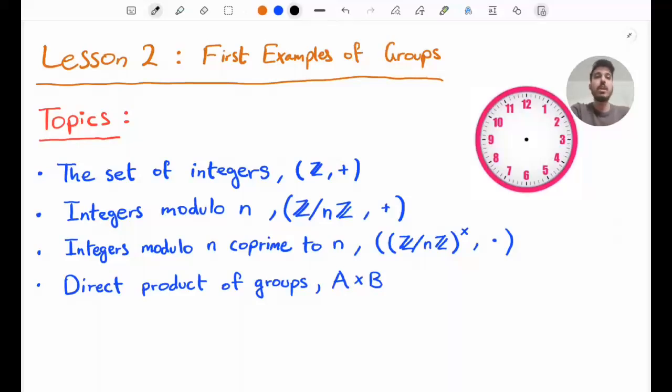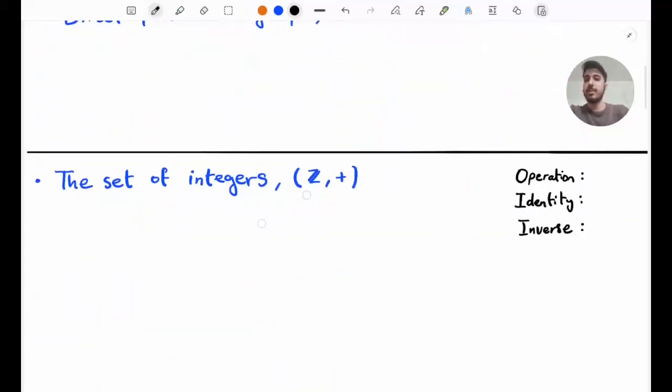I'm about to share with you the examples of the integers, first of all, and then afterwards I will give you the integers modulo n, and then afterwards I'll give you the integers which are coprime to n, and lastly, the direct product of two groups. Let us start with the first example.